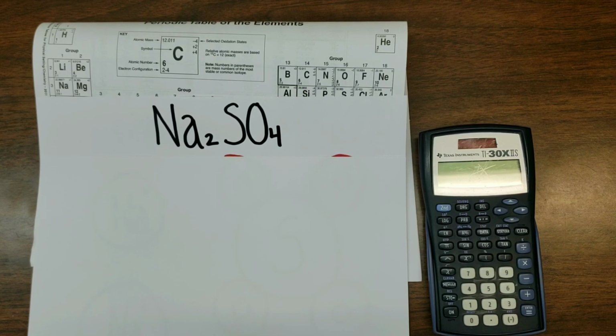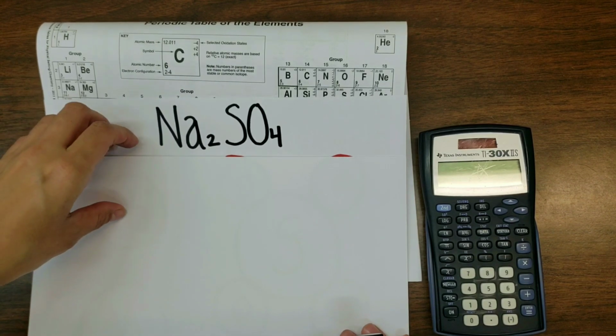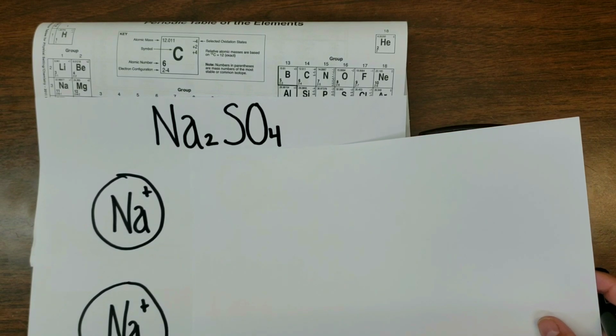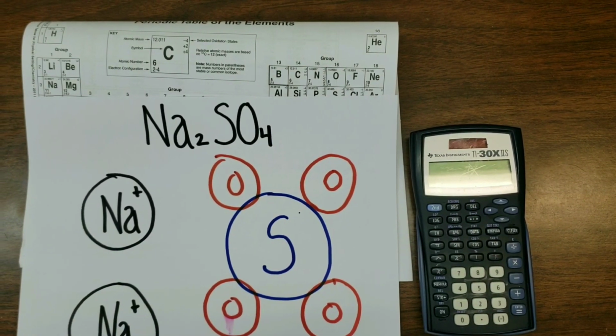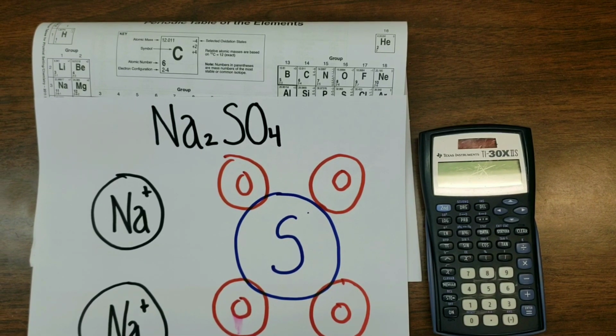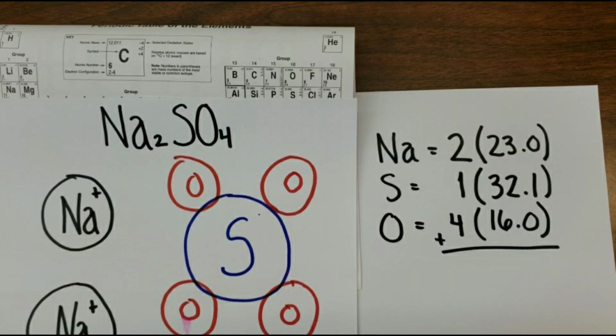In 1 unit of sodium sulfate, we have 2 sodium atoms, and we have 1 sulfate ion. A sulfate ion is a sulfur atom and 4 oxygen atoms. We can use this information to calculate gram formula mass for sodium sulfate. So here, we can see that we have 2 sodium atoms, 1 sulfur atom, because when there is no subscript provided, it is understood to be a subscript of 1, and 4 oxygen atoms.